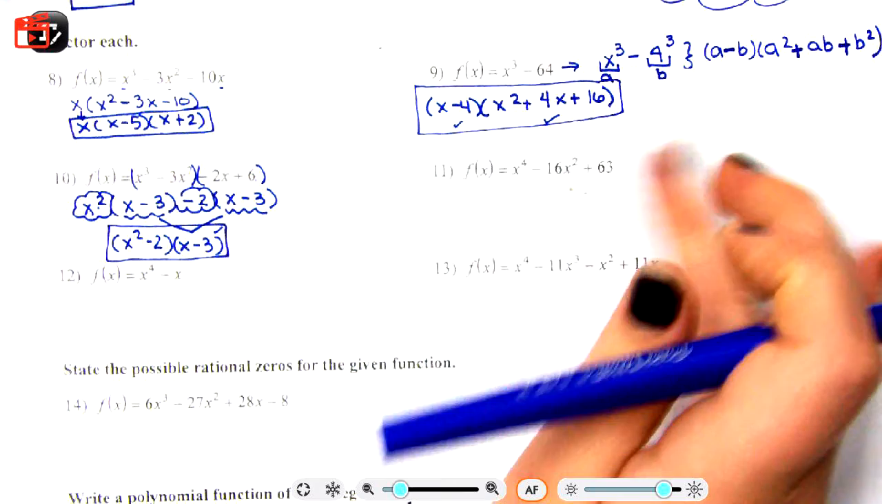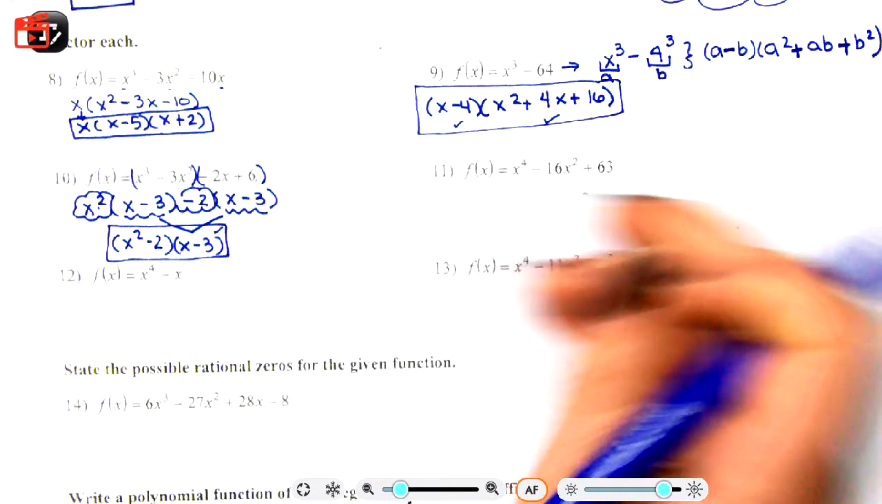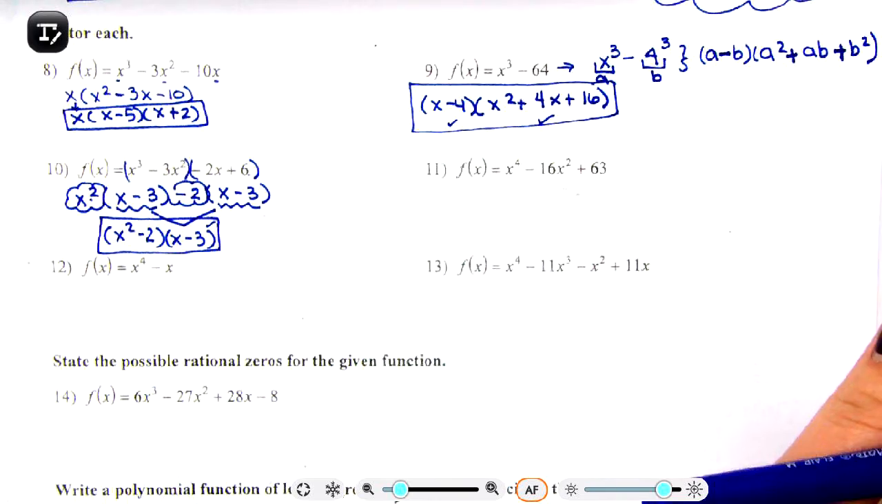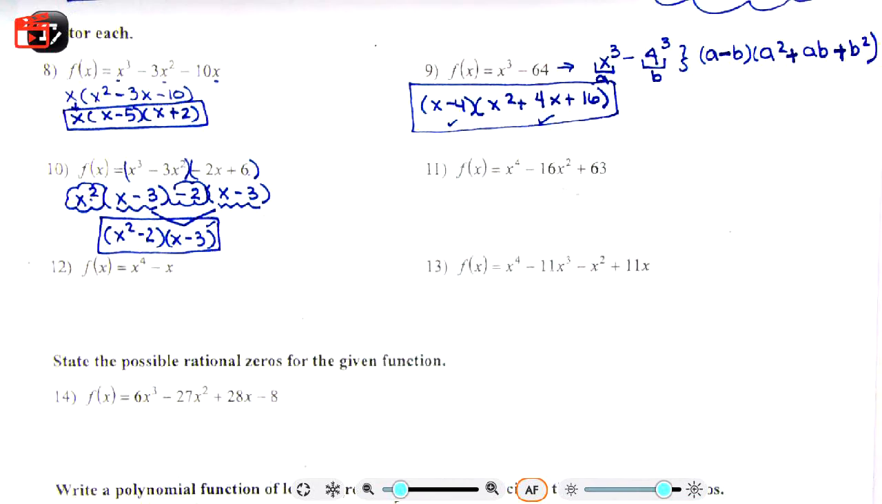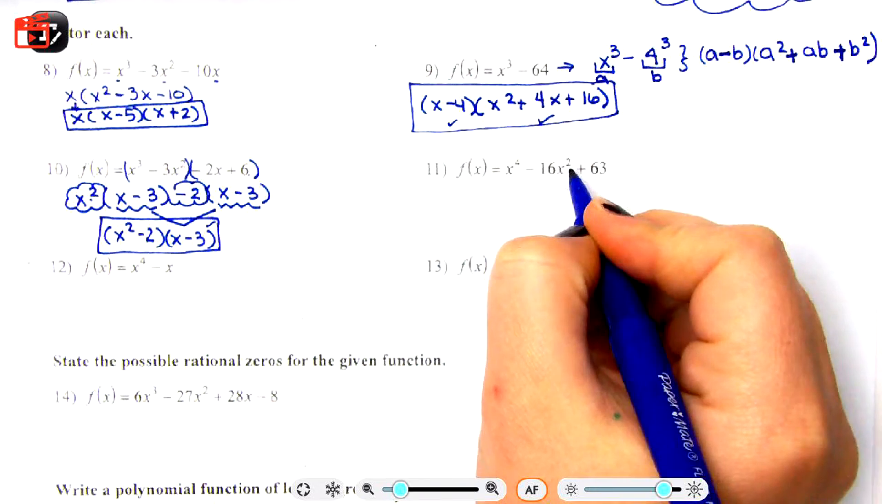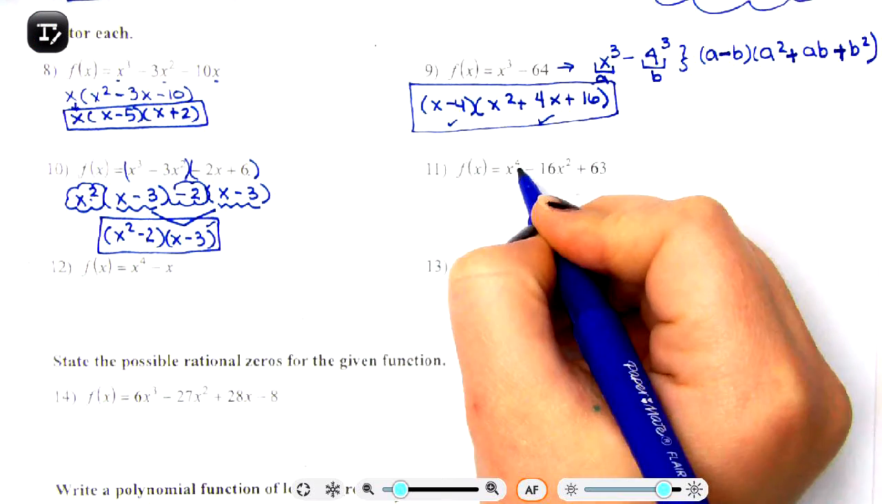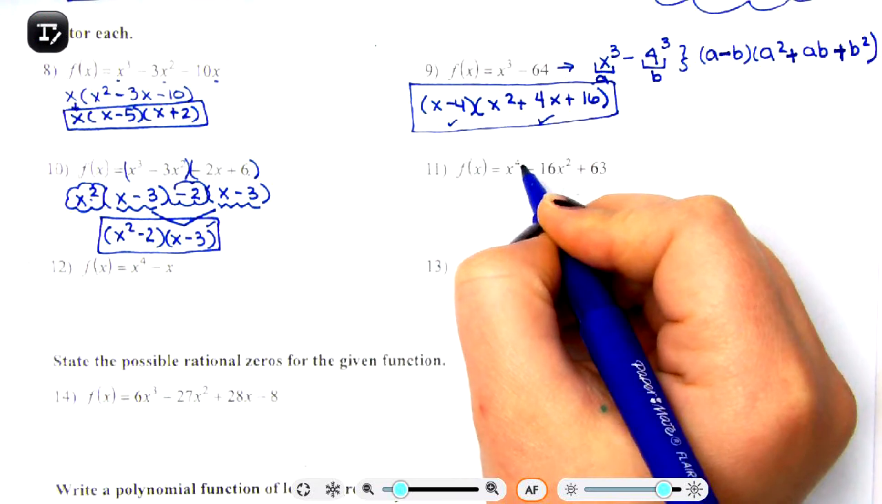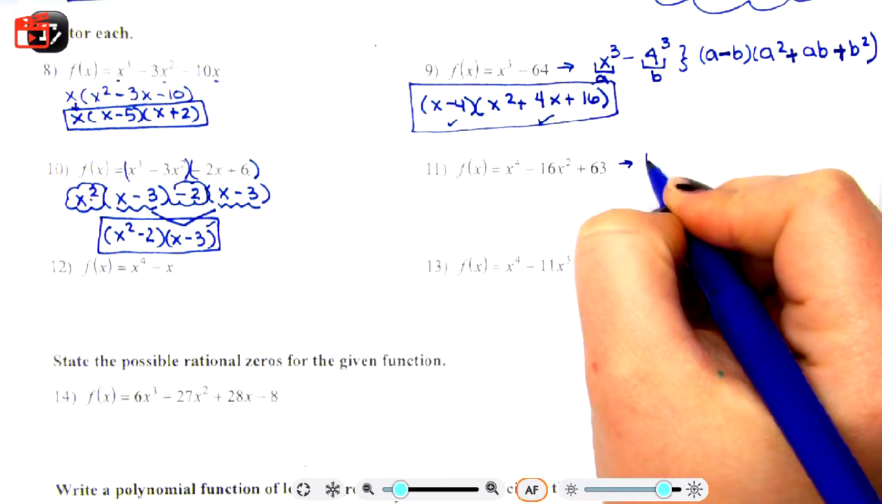Okay, let's try this here. Now this one here, I'm noticing I have an exponent of 4. Notice I have an exponent of 2. I know that 4 is 2 times 2, so therefore I'm going to use u substitution.